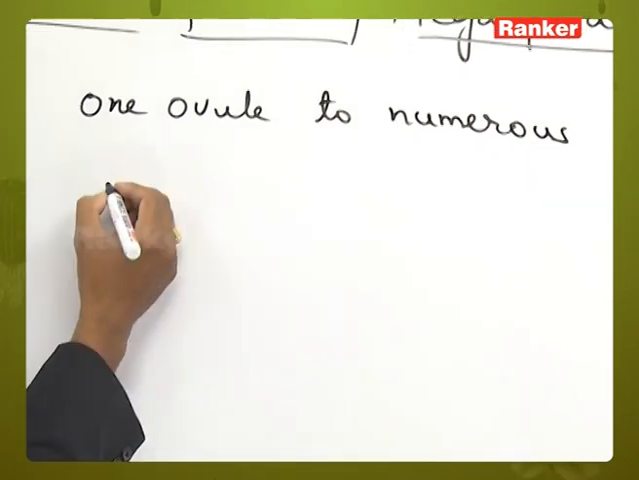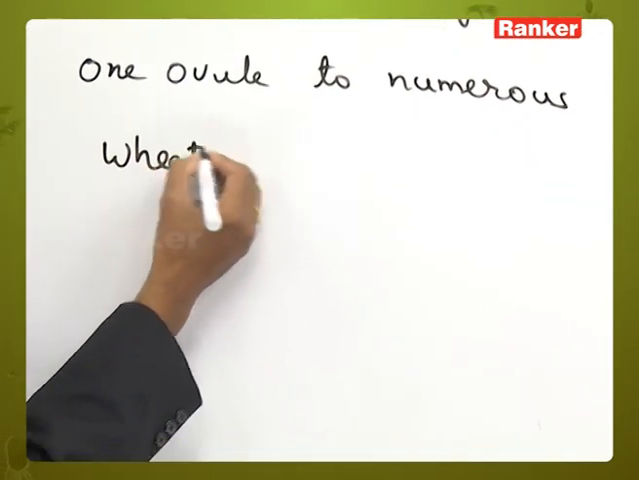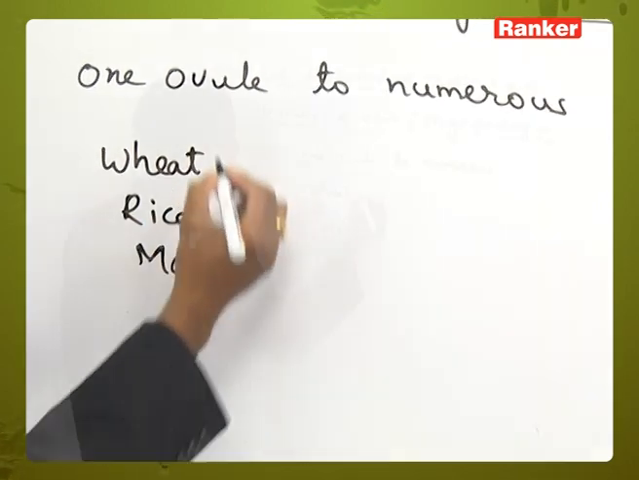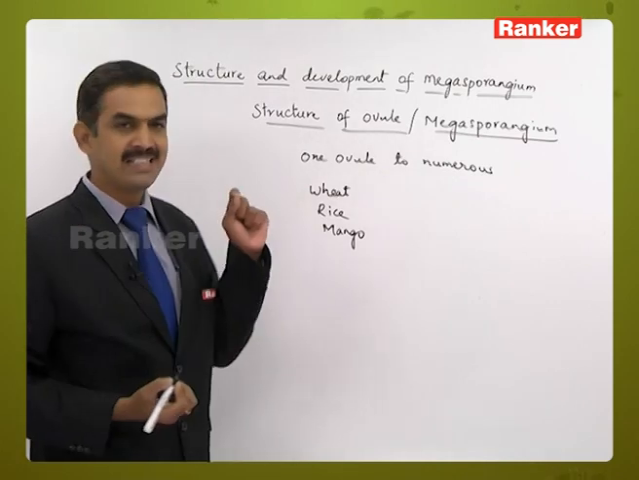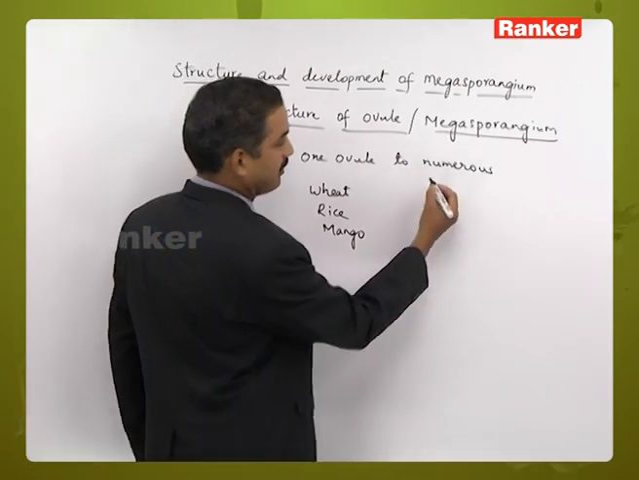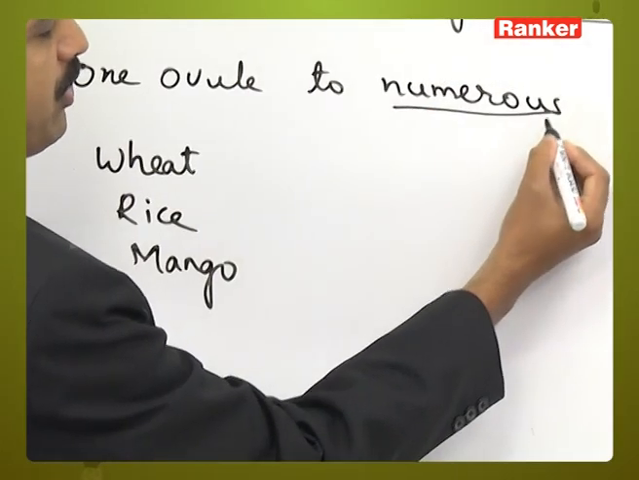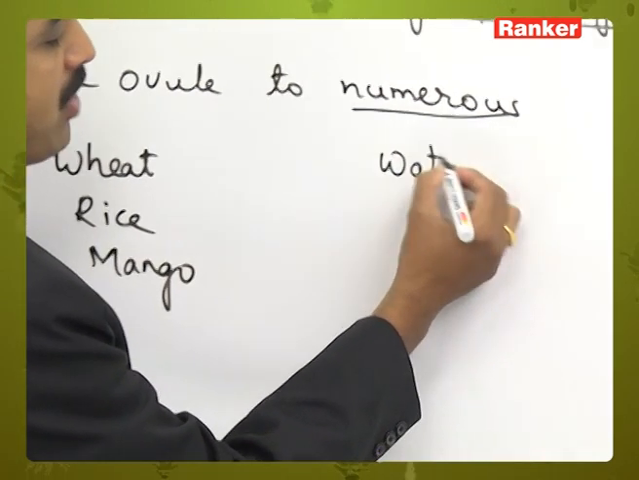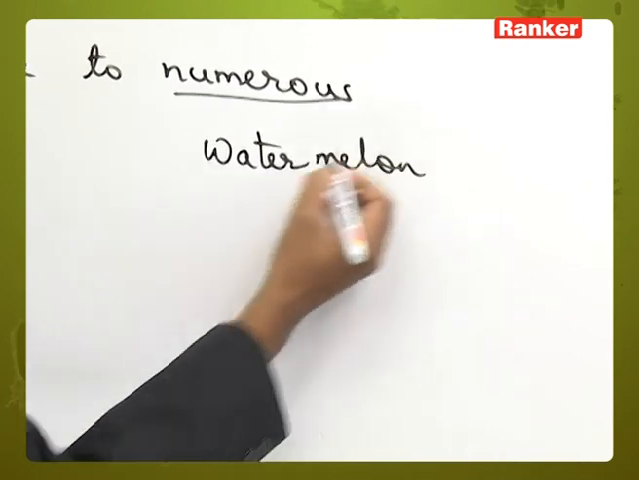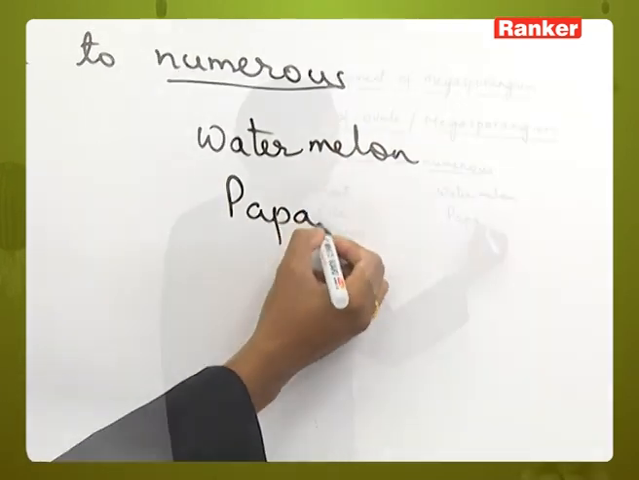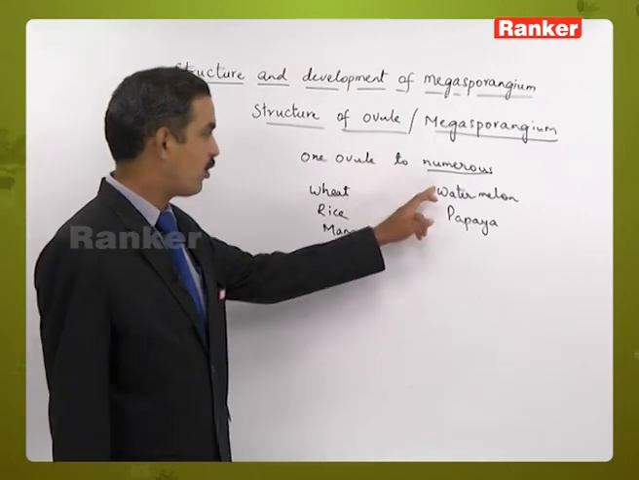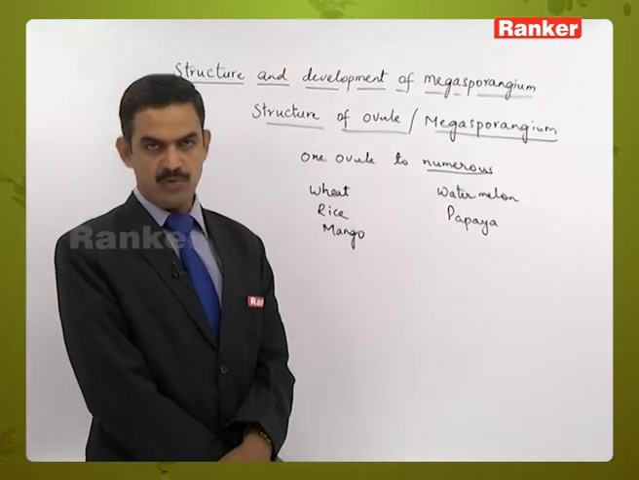Generally, if you take the examples of wheat, rice, mango like plants, one ovule is present in each ovary, whereas numerous ovules in each ovary can be seen in plants like watermelon, papaya, like many such examples where one ovary contains many ovules.